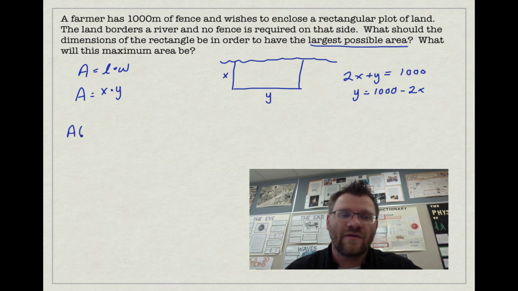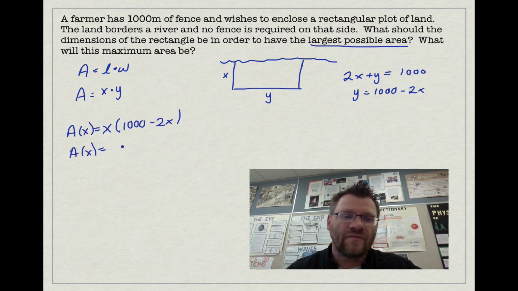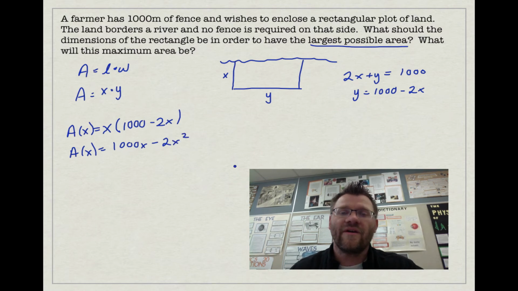Now we can call this A of x, because we will only have x's in there. So we get A of x equaling x times 1,000 minus 2x. If we multiply that through, we get 1,000x minus 2x squared. So there's our area equation. Now at some point, you could take this x and increase the length of it. That would just make y shorter, and at some point we're going to find our maximum area.